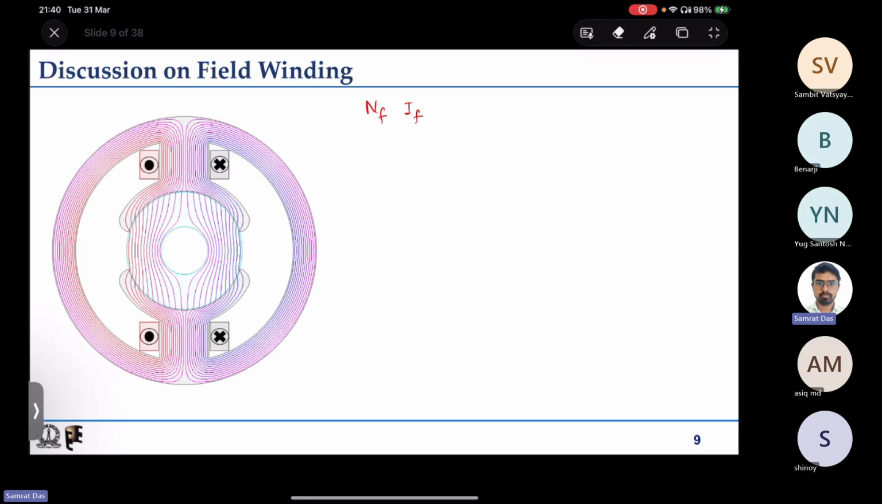Sir, one question I have. Why are you keeping the flux almost constant? We can also change flux, may I know?